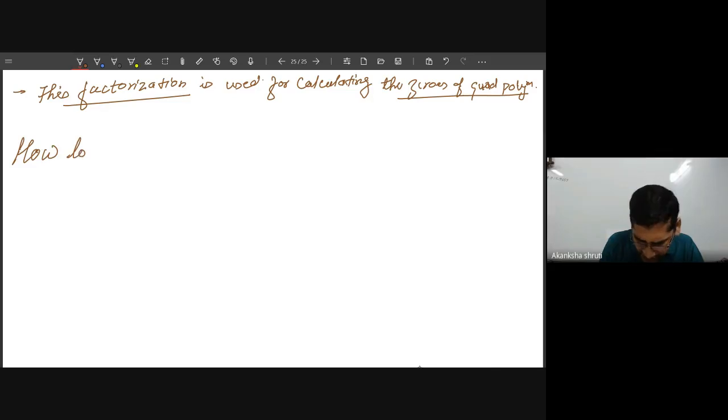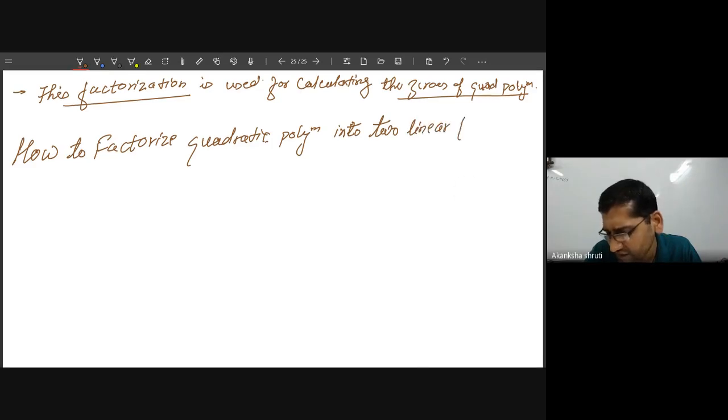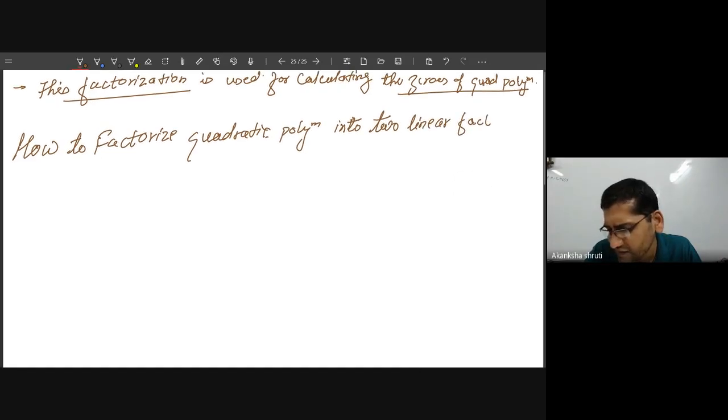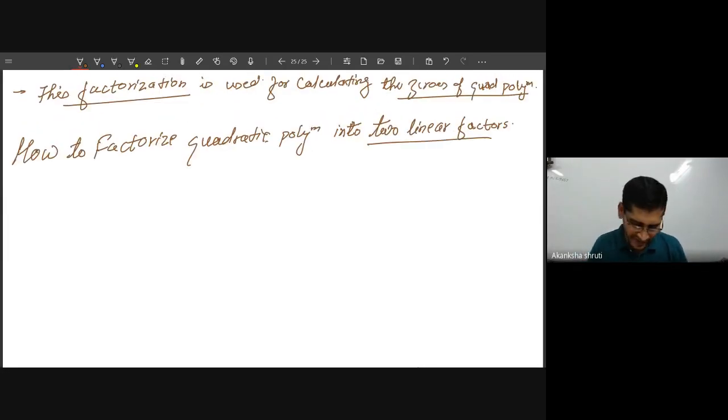So how to factorize a quadratic polynomial into two linear factors. The two linear factors that we will write.